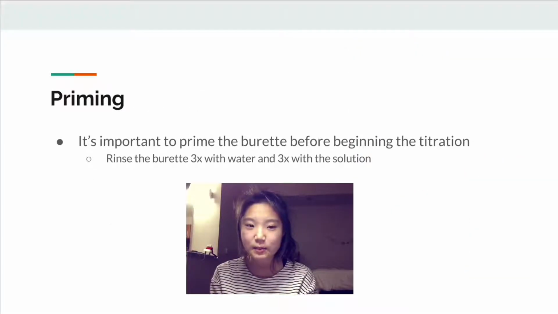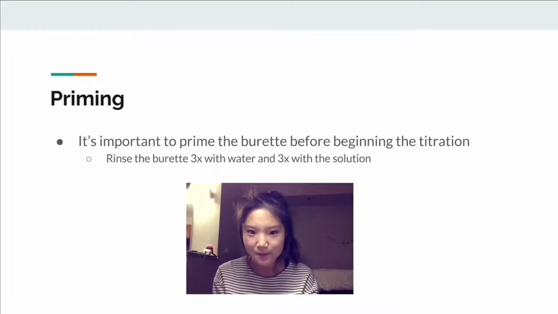The priming is an important step before the experiment. In order to get accurate measurement, you need to rinse the burette with water 3 times, the solution 3 times. Otherwise, leftover liquid at the tip of the burette will make the measurement slightly less than what it has to be. The priming process was done in our experiment.